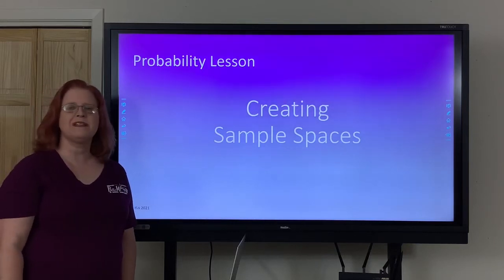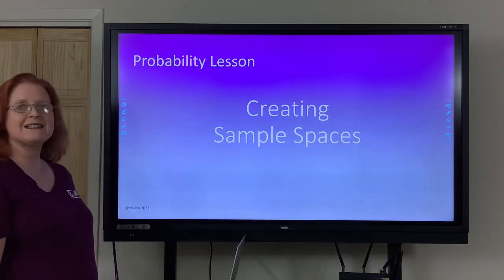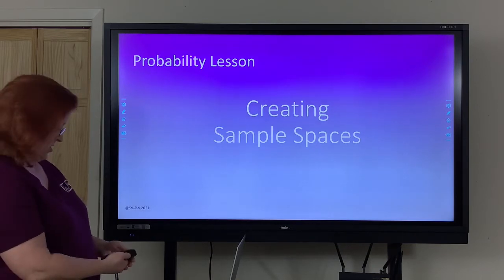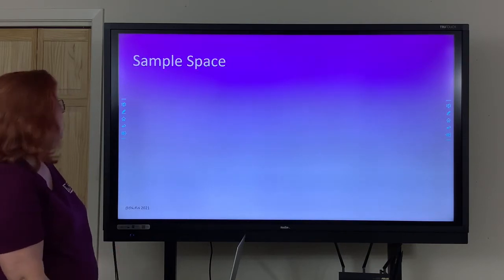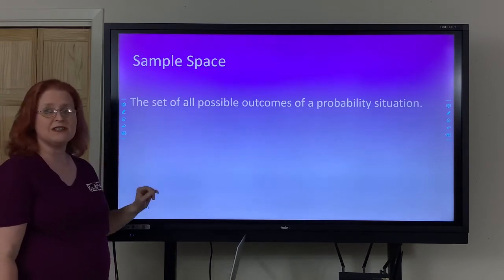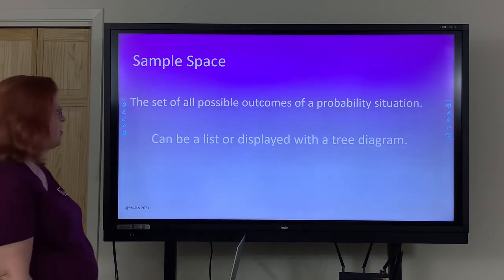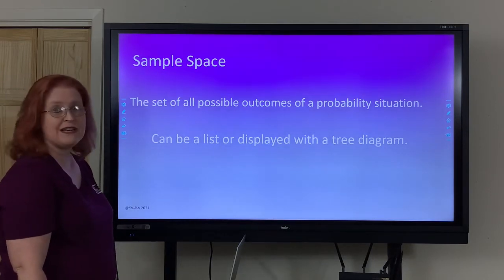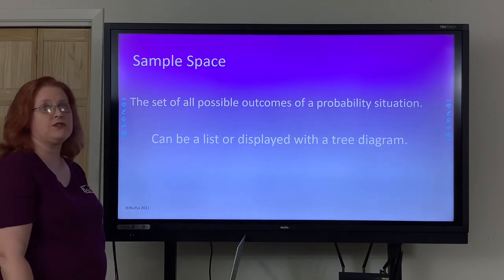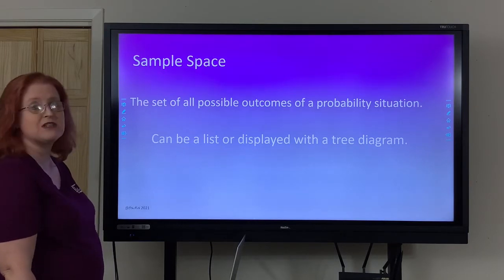This is a probability lesson. In this lesson, we are going to be creating sample spaces. Sample spaces are a set of all possible outcomes in a probability situation. They can either be a list or they can be displayed in a tree diagram. The easiest way to deal with these is by just showing you examples of different probability situations.